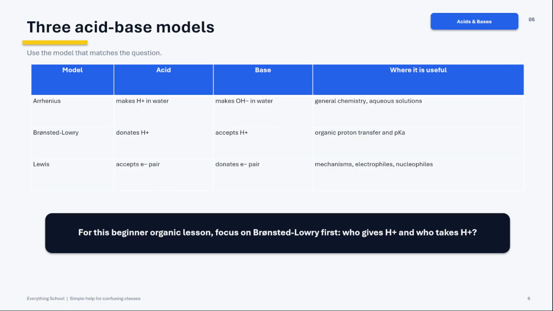A Lewis acid accepts an electron pair, and a Lewis base donates an electron pair. That becomes very useful in mechanisms, electrophiles, and nucleophiles. For this beginner organic lesson, focus on Bronsted Lowry first: who gives H+ and who takes H+.